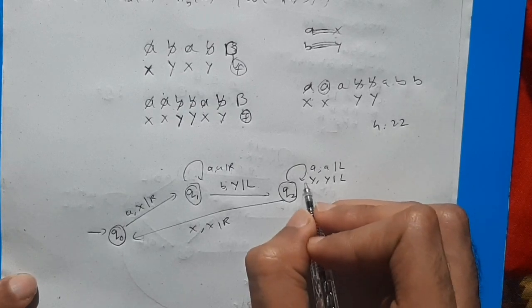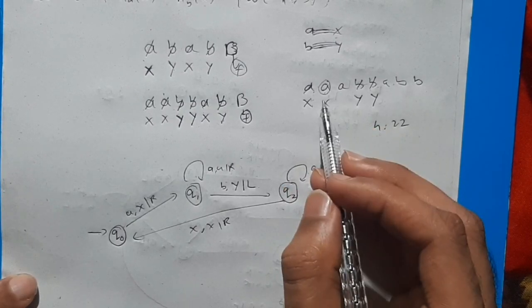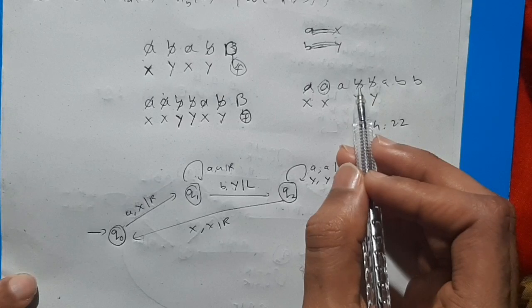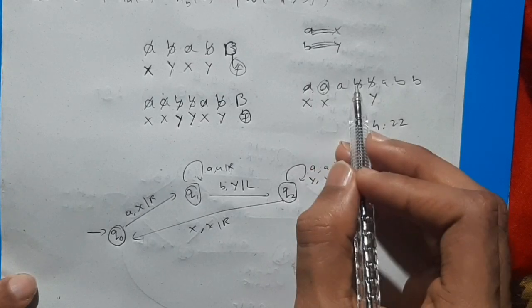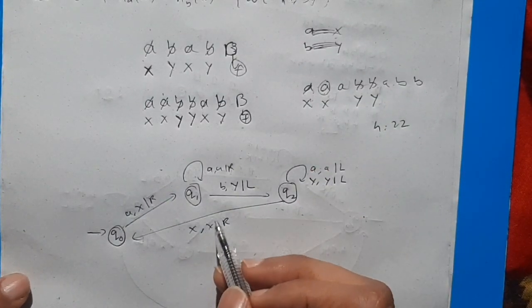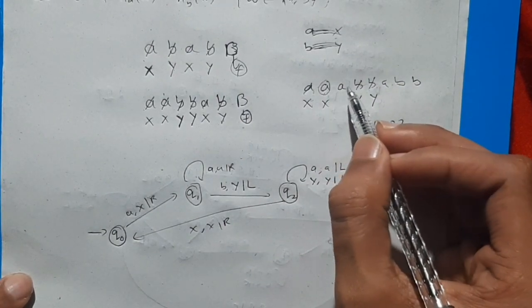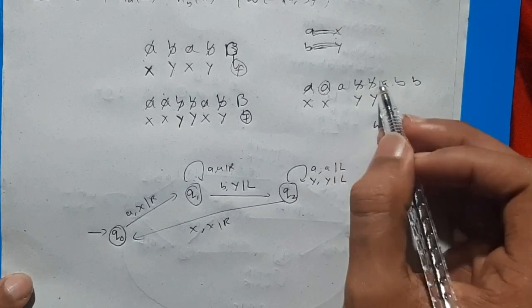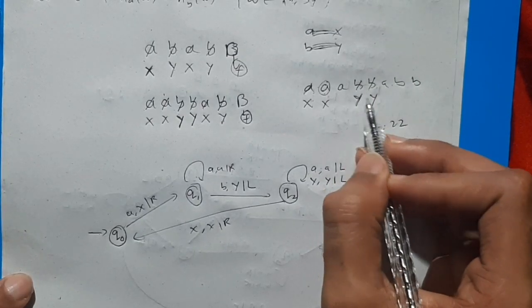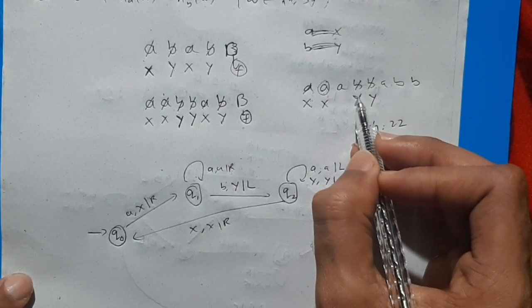Also x is here, right? So when I encounter x here, at that time I'll come back here. That's done here already. And whenever I encounter a here and I have put x here, after that when I am searching for b, when I am going in this way, at that time I am getting y also here. So that y also should be ignored, right?